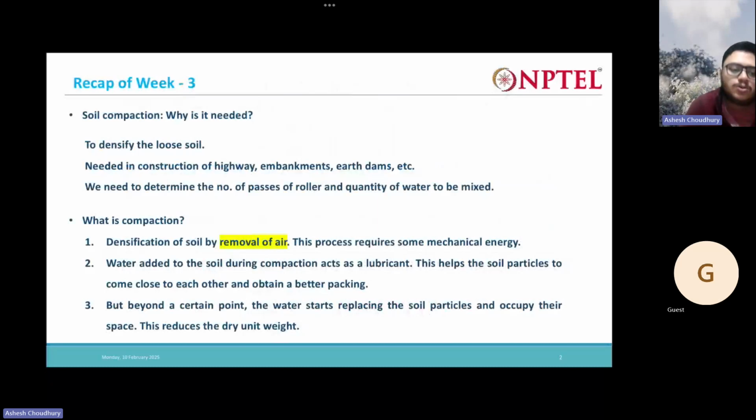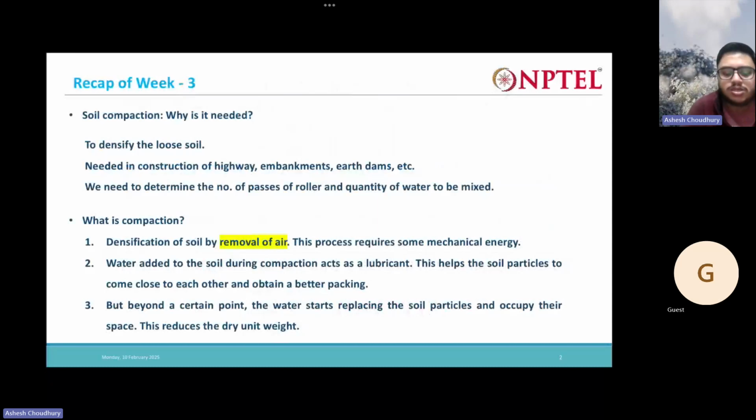So for that, when we bring the soil from the borrow pit, we need to compact it in a certain way so that we can construct the embankment. So it may be an embankment, or it may be an earth dam, or any other soil structure. Okay, that's why we need soil compaction.